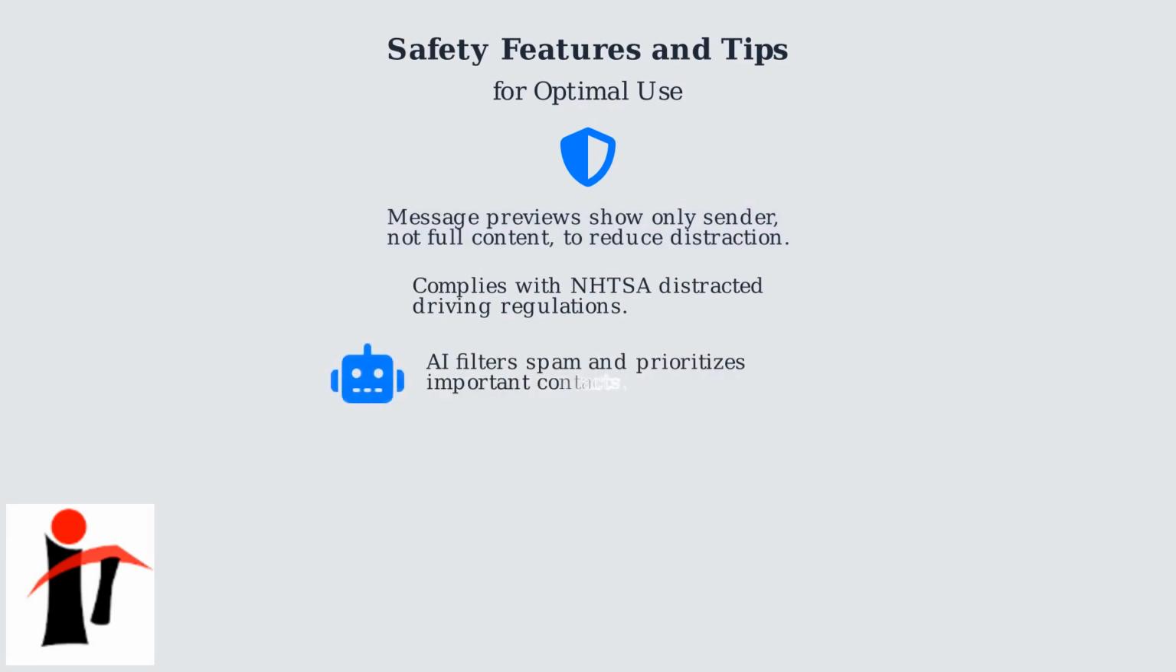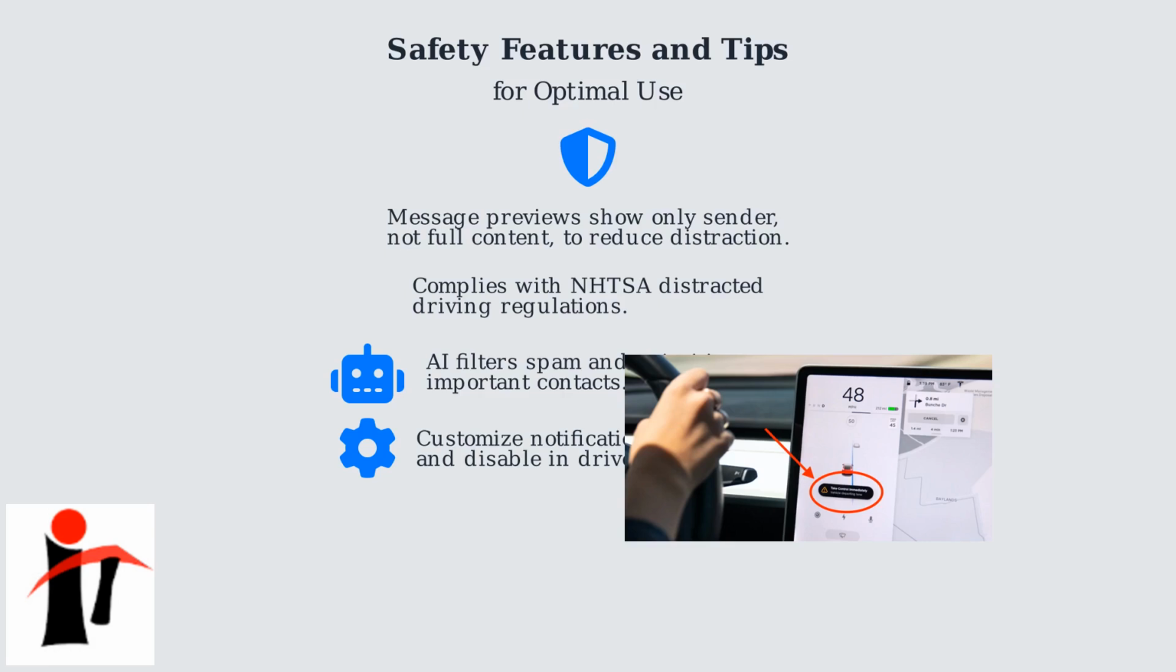For optimal use, customize your notification sounds through the car's settings menu to suit your preferences. You can also disable the feature in specific drive modes, such as when parking or charging, to avoid unnecessary interruptions. The integrated AI helps by filtering out spam messages and prioritizing notifications from important contacts, creating a safer and more focused driving experience. Always ensure your phone is securely paired via Bluetooth before starting your drive. This stable connection is essential for reliable message delivery and voice responses, preventing connectivity issues that could lead to distractions.